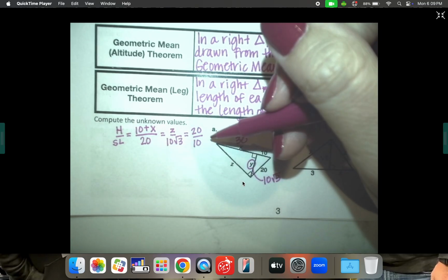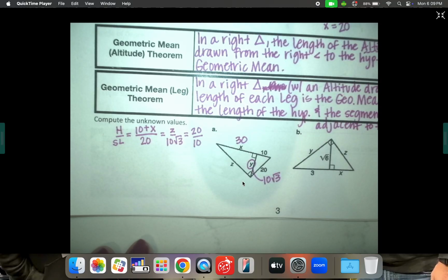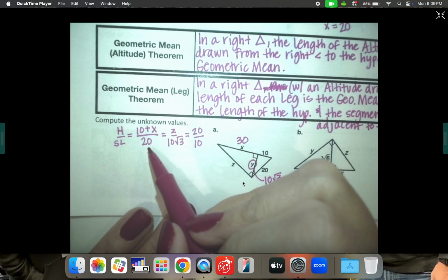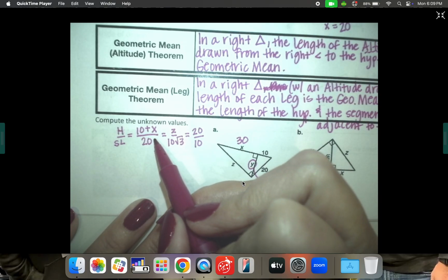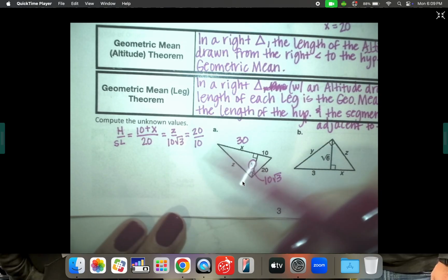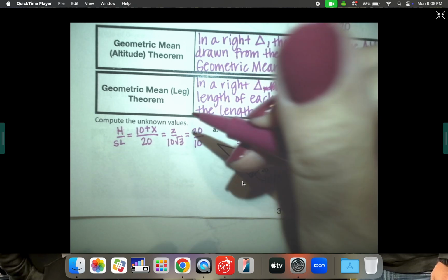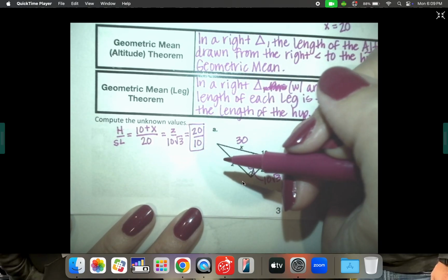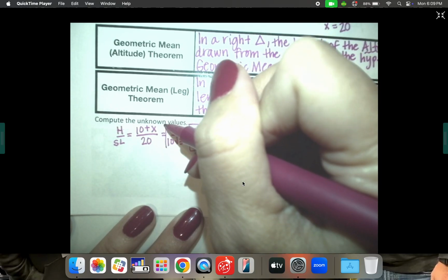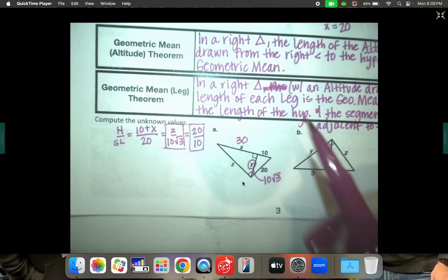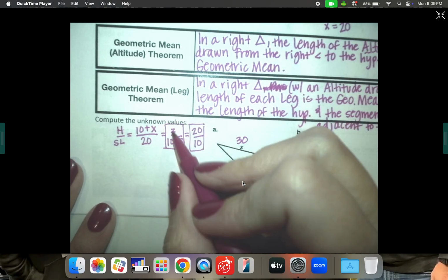Okay, and then we can find z. It doesn't matter which we choose, but I'm going to stay away from 20 and do x plus 10 over 20. I'm going to do this one to this one. I guess we have to use 10 root 3. So I'm going to cross multiply these.